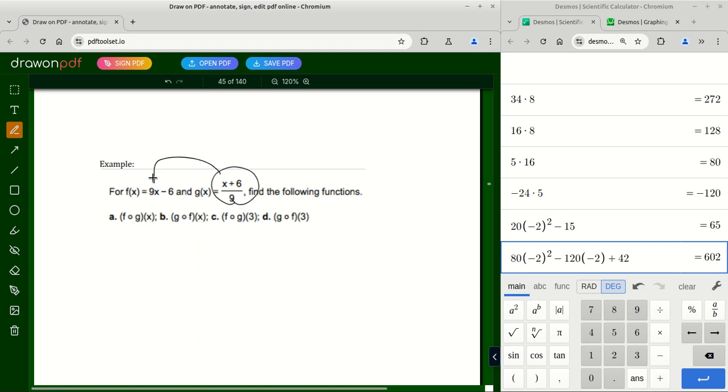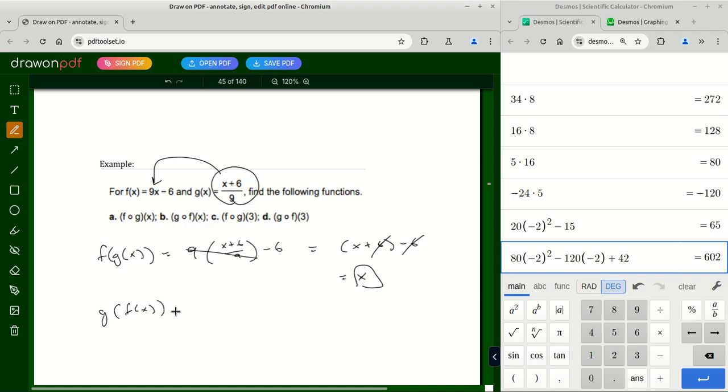I'm going to take this and plug it in right here. So my f of g of x is 9 times, and then I got x, got a fraction actually, x plus 6 over 9, and then minus the 6. What happens is that these 9's cancel, and then these 6's cancel, and you get x. That's pretty cool.